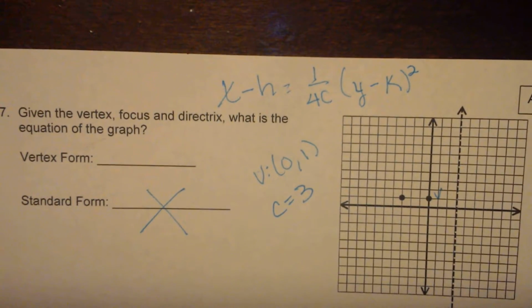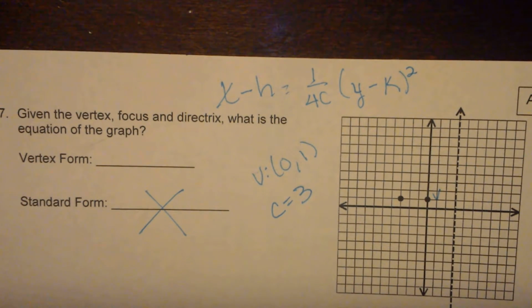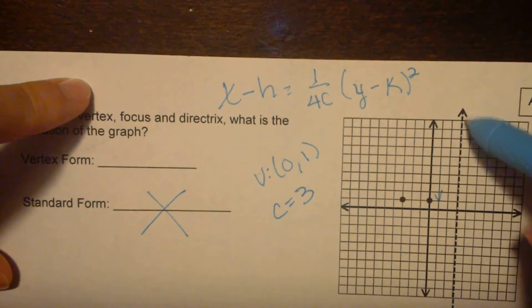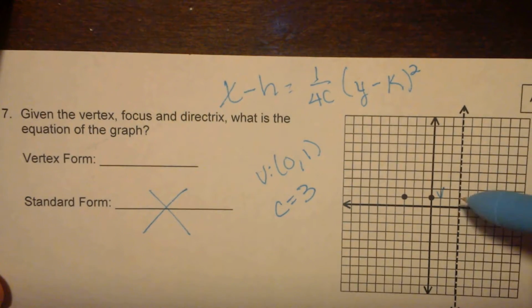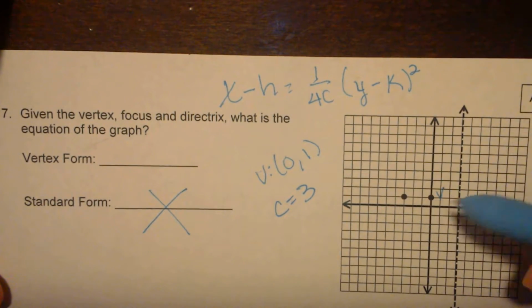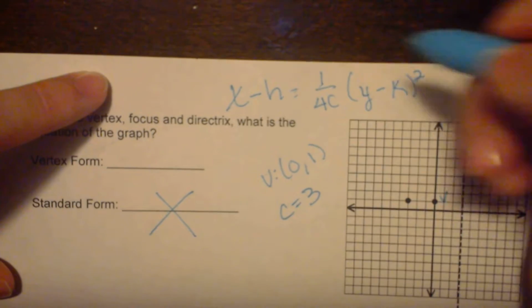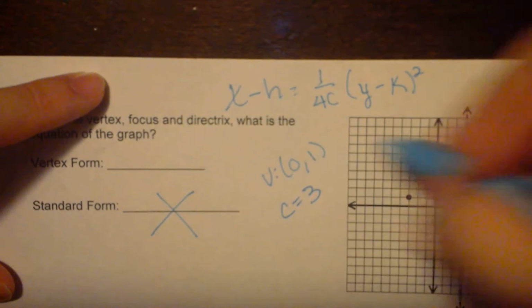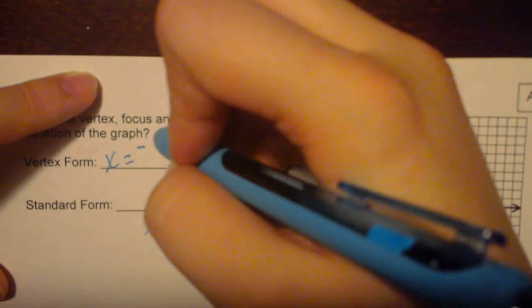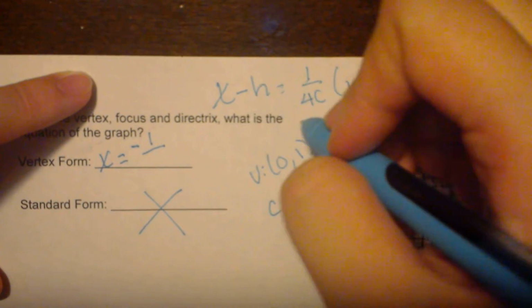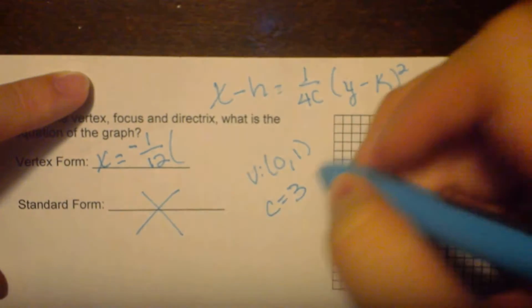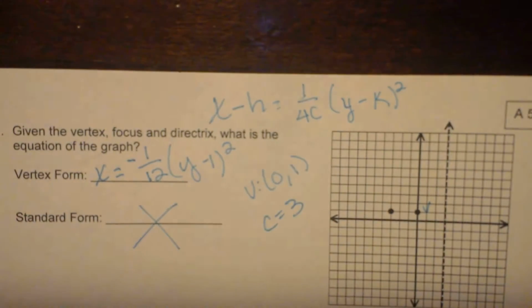So that's my general vertex form equation. I know it's opening to the left since my directrix is on the right of my vertex. So I'm going to bend away from my directrix, so it's opening to the left. So I have a negative on that fraction. My vertex is 0, 1, so I have x equals negative 1, and then 3 times 4 would be 12. Then I have y minus k, so y minus 1 squared.